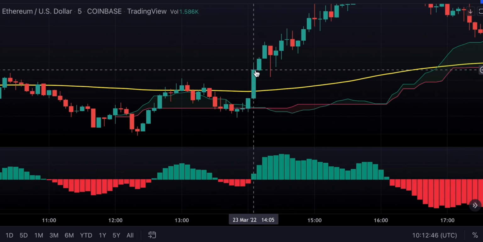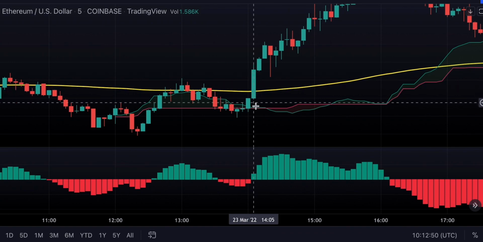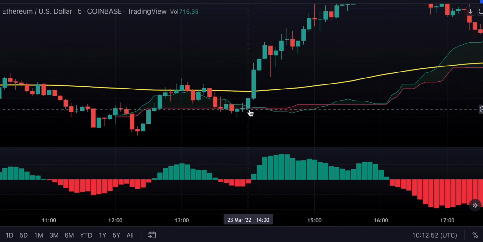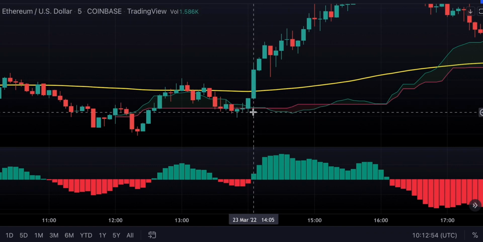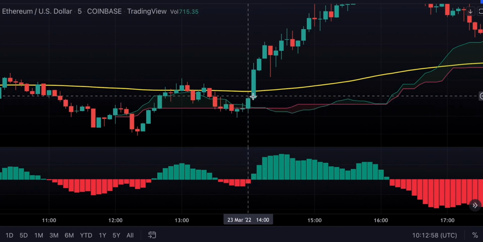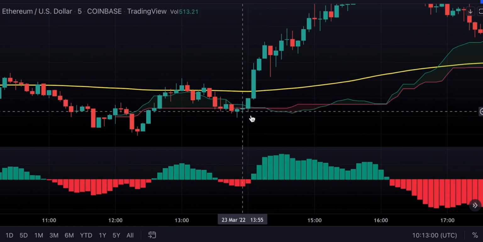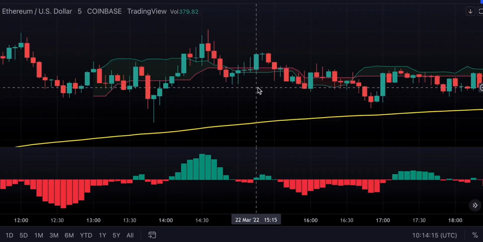We see the price is sitting above this moving average, and the Ichimoku Cloud is green, but we wouldn't have taken that trade because the Ichimoku Cloud is below this moving average. So we avoided this trade as well. Okay, and this is going to be probably the last example where you should avoid taking any trades.